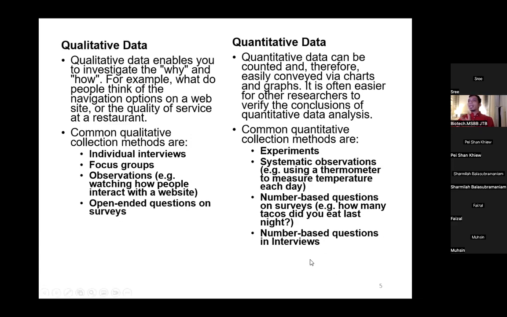For quantitative data, there is experiments or systematic observation. Right? Systematic observation is like using a thermometer to measure temperature each day. It's still observation, but that observation has the value. Okay. Number-based question on a survey, how many tacos did you eat last night? You have the numbers or the value that you can quantify, or a number-based question in the interview. If you conduct the interview, you still get the value, right?